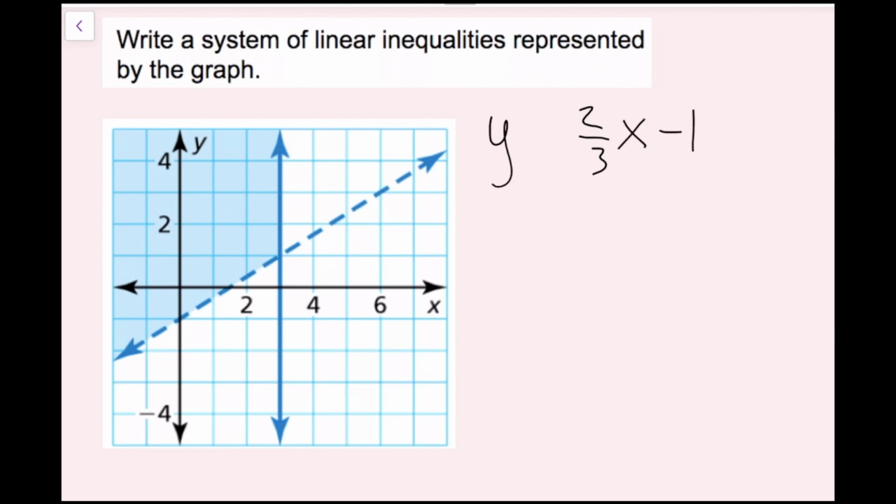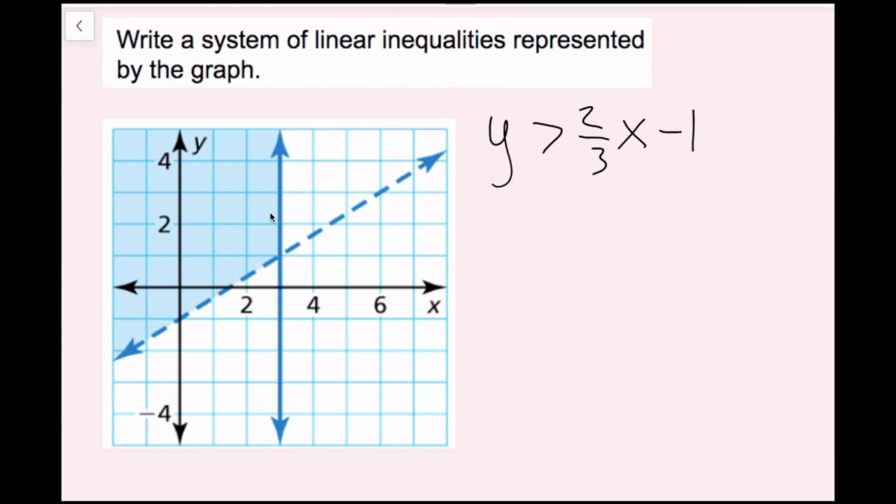But I want to figure out my inequality sign. I have a dashed line right here. So since I have a dashed line, it's not going to be equal. Okay, it's just going to be either greater than or less than. And if you see, the shaded region is above, vertically above the line. So this is going to be y is greater than, because that shaded region is above the line. So y is greater than 2/3 x minus 1.